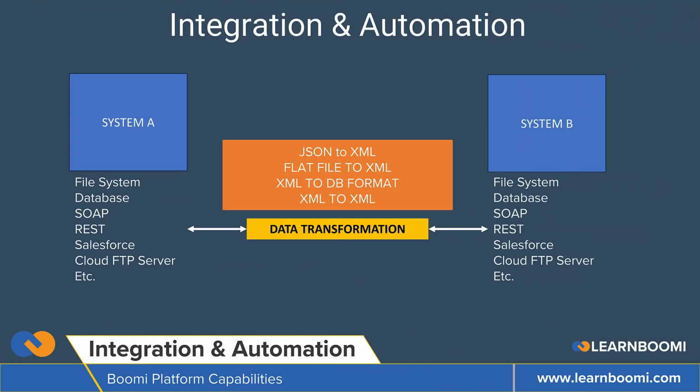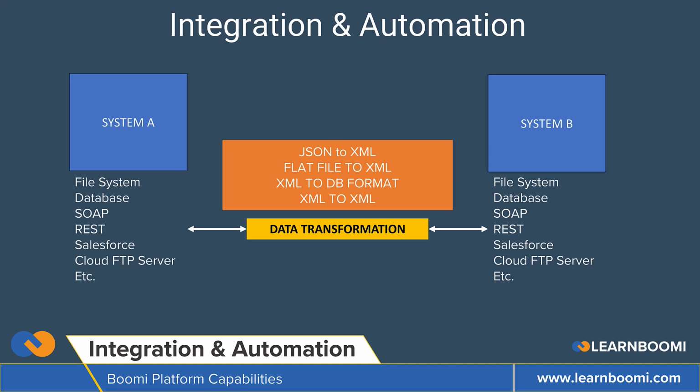In this slide, we are focusing on one of the most critical activities in any integration project, which is data transformation. So let's say you have system A and system B. Both systems may store data in different formats, structures, and layouts. For example, system A may send JSON, while system B may expect XML. So one system may use a flat file while the other works with database tables.